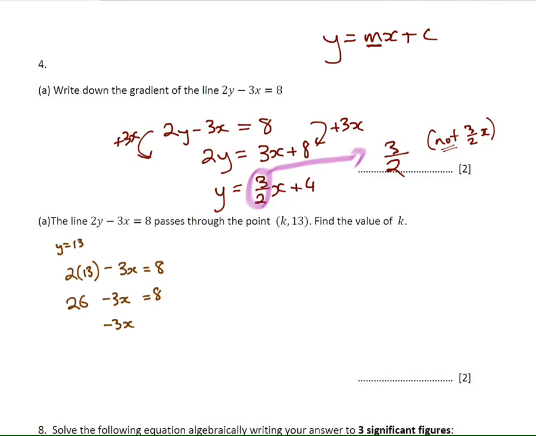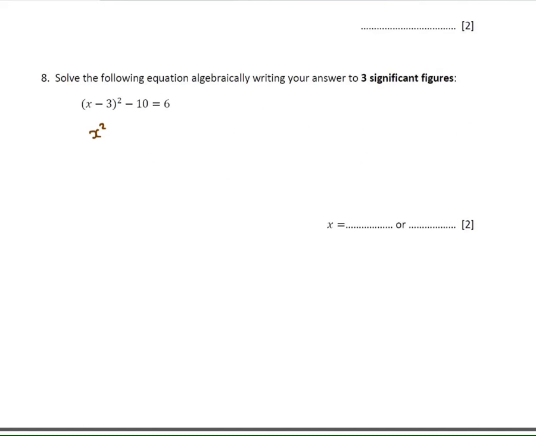Take away 26 from both sides, you get minus 3x equal to minus 18. Divide both sides by minus 3 and you get x is 6. So k is 6. If you have x is 6, then y is 13.